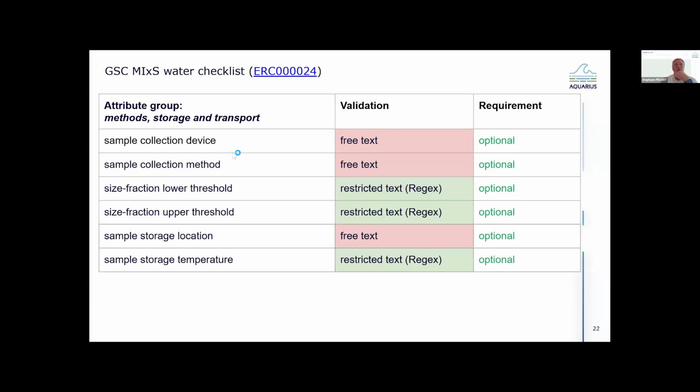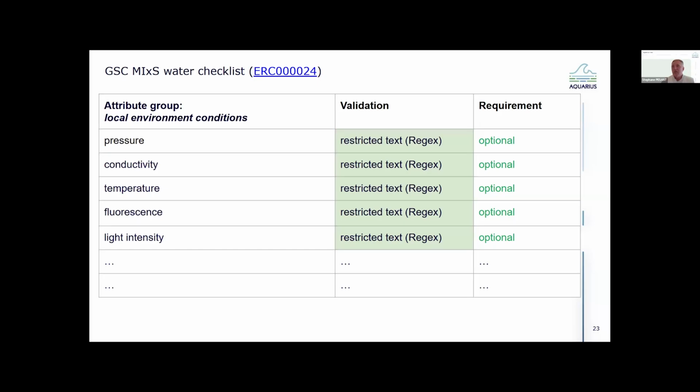Then another group of attributes describe the collection device, collection method, size fractions, if it's relevant. The sample storage location and temperature. There are others, but these are some key ones that we recommend. And in the checklist, there are also environmental parameters like pressure, conductivity, temperature, fluorescence, where you can put directly in the metadata of the sample its environmental context in terms of measurements.